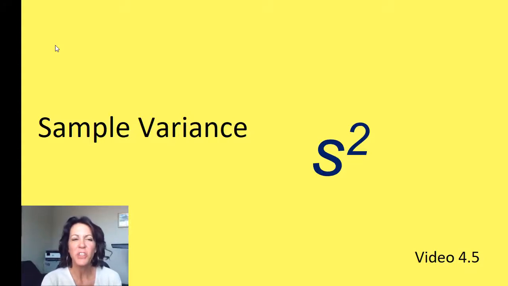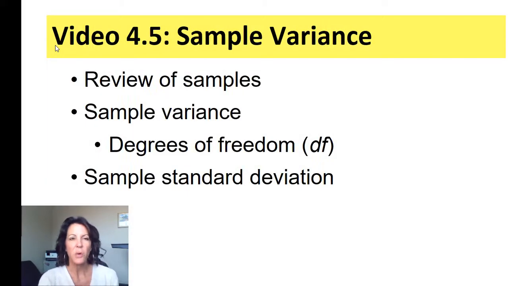Hi all. In this video we're going to talk about sample variance. We've been talking about population variance and population standard deviation. But what do we do when we have a sample? We have to figure variance in a different way when we're dealing with a sample as opposed to the total known population. So in this video I'm going to review why we use samples. We're going to talk about sample variance and something called degrees of freedom, and then we'll talk about sample standard deviation in the next video.